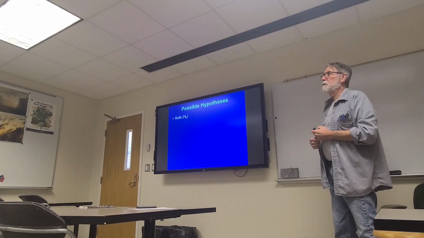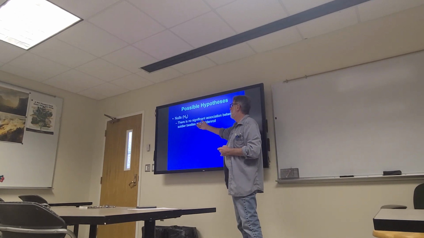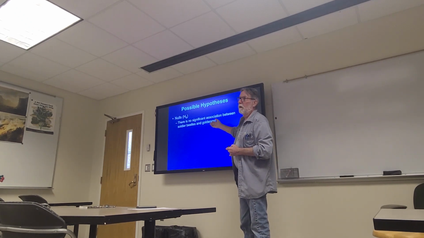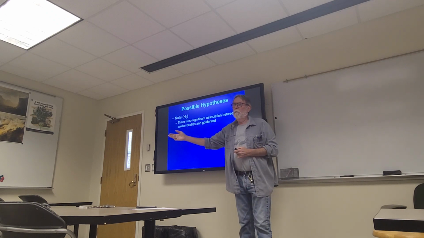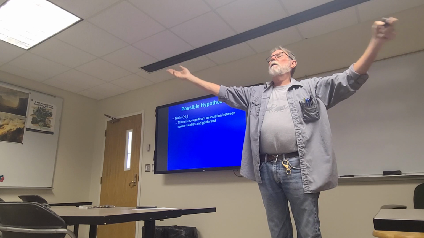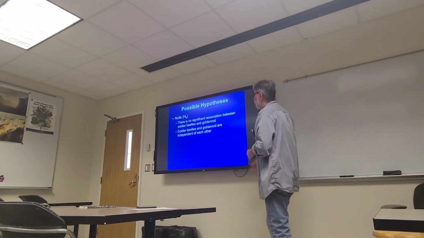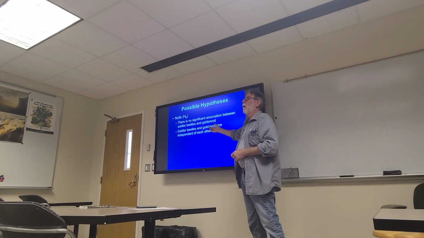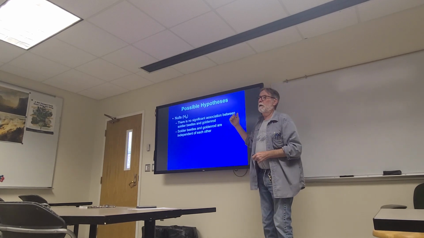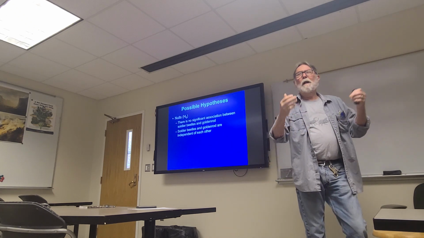The null hypothesis in this case is there is no significant association between soldier beetles and goldenrod. So if you find them on goldenrod, they're just as equal as you could find them on any other flower. Here's another way of saying that: soldier beetles and goldenrod are independent of each other. Again, just two different ways of saying the null hypothesis. I don't want to lock you into one.